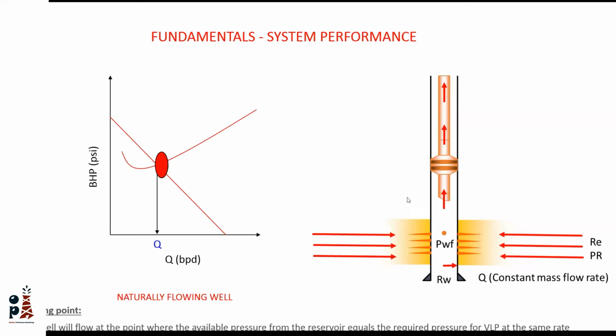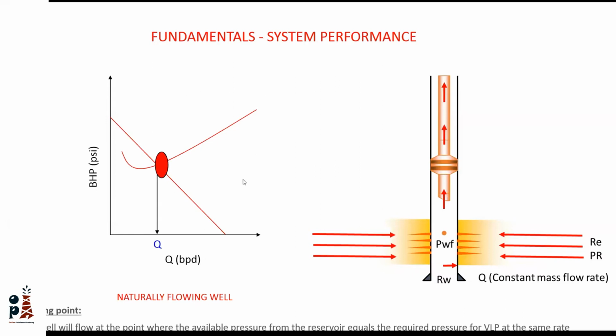We describe the inflow performance relationship, which describes the fluid flow inside the reservoir. And we describe the vertical lift performance, describing the upward flow of the fluids inside the tubing. The intersection of both will give us the operating point, which is the capability of the well to flow naturally at a certain wellhead flowing pressure.